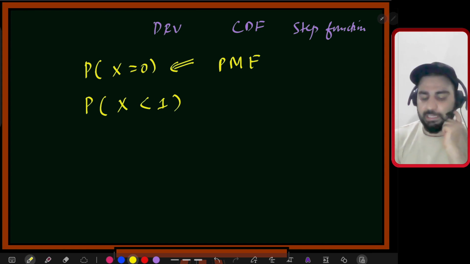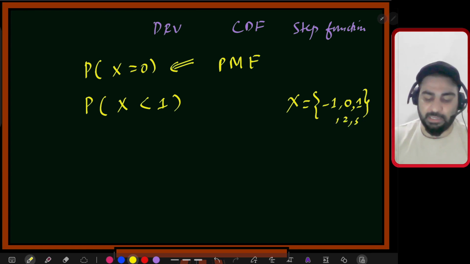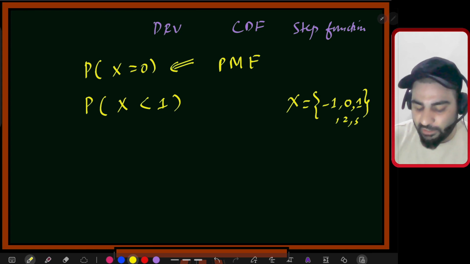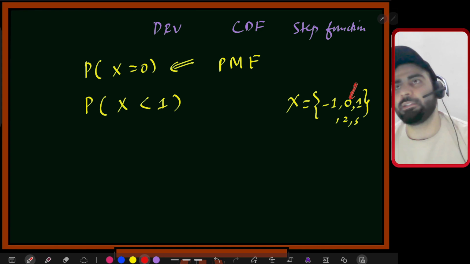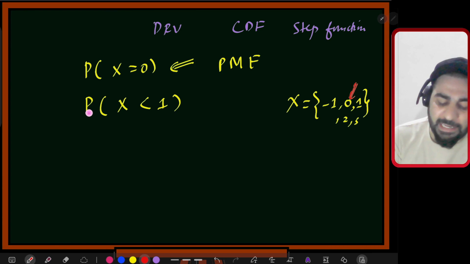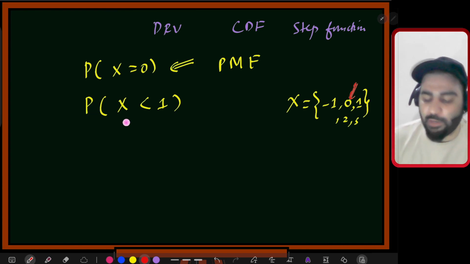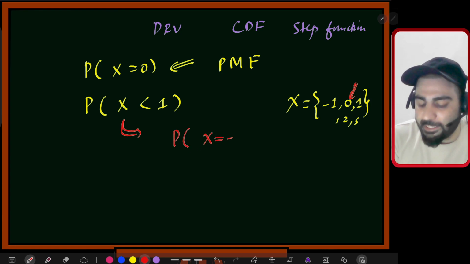Let's suppose now what if I say, what is the probability that x takes value less than 1? Let's suppose our x takes values minus 1, comma 0, comma 1, comma 2, comma 3. These are the values that the random variable takes. If I say probability x is equal to 0, I am just concerned about what probability I give to this outcome. But what if I say, what is the probability that x will take value minus 1 and 0? Isn't it equal to something like this? Probability that x will take value minus 1 plus probability that x will take value 0.